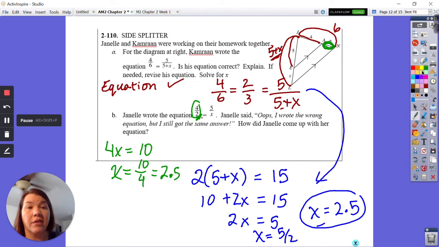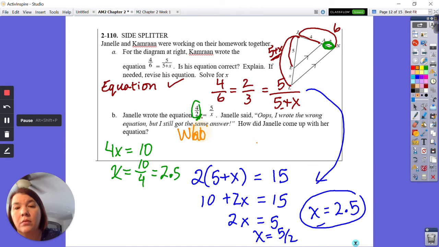Whole over part. So the whole side over the part of the side, whereas Cameron did whole over whole, a whole piece over a whole piece. So we did small over big, the whole side. And Janelle only did part of the side.